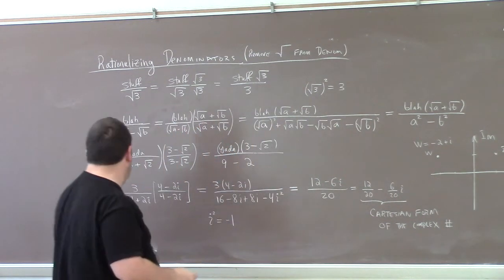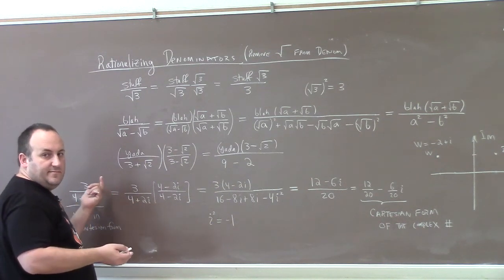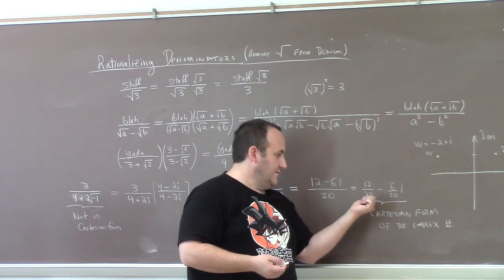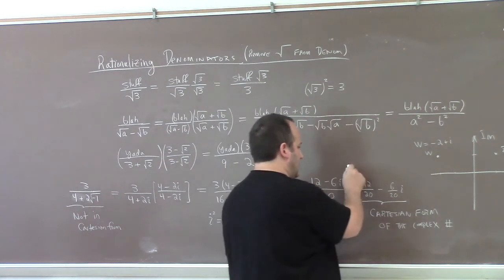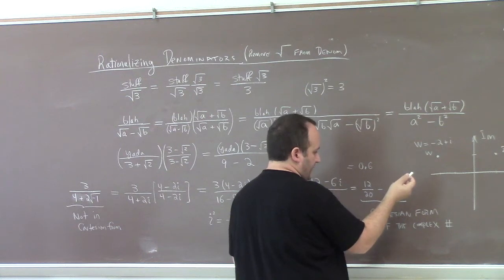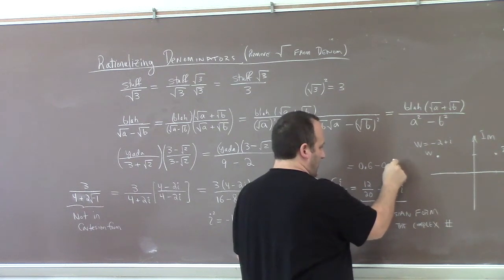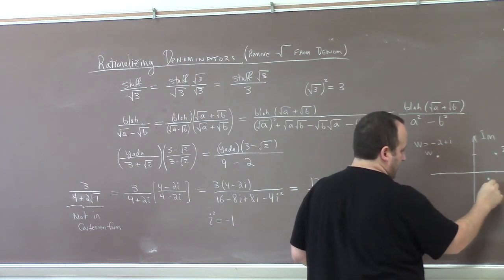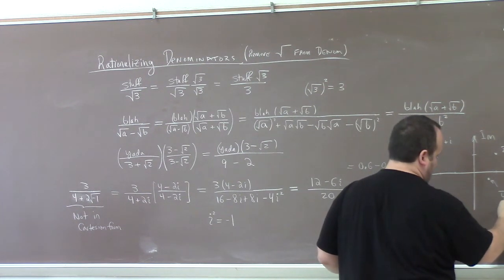If I asked you to plot 3 over 4 plus 2i in the complex plane, you'd be like, I don't know what to do. But if I asked you to plot this in the complex plane, it's easy. You just look for the one that's got 12/20ths, which is 6/10, so this is 0.6. And that's minus 0.3. So I go over 0.6 and I go down 0.3. It's right here. That's where it is in the complex plane.